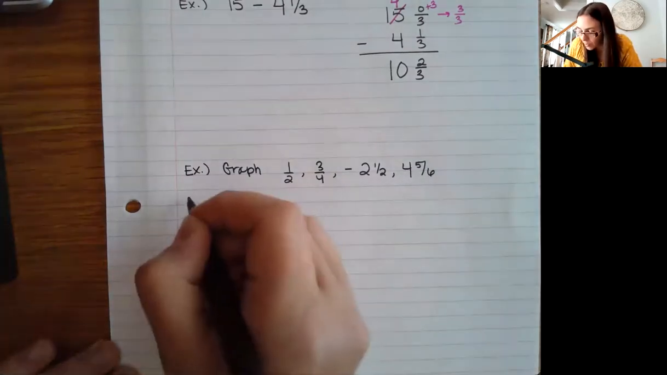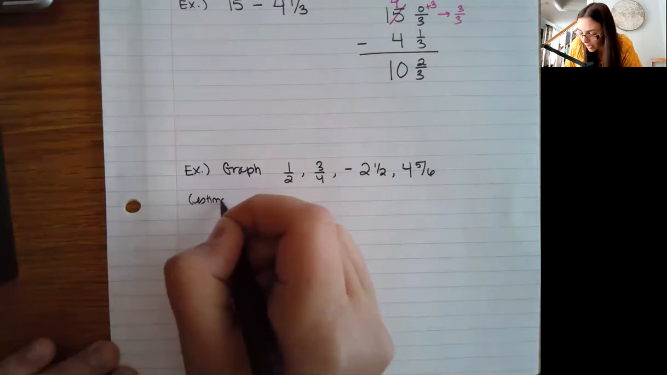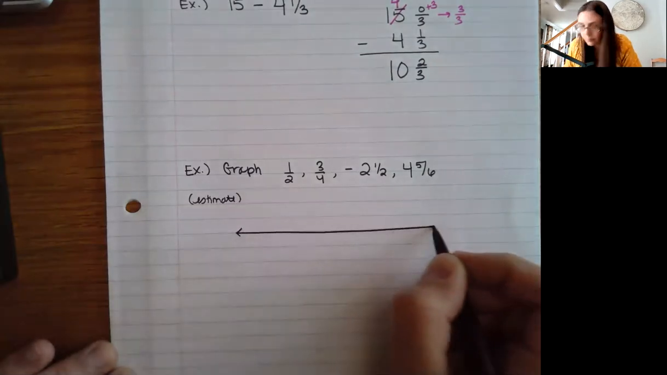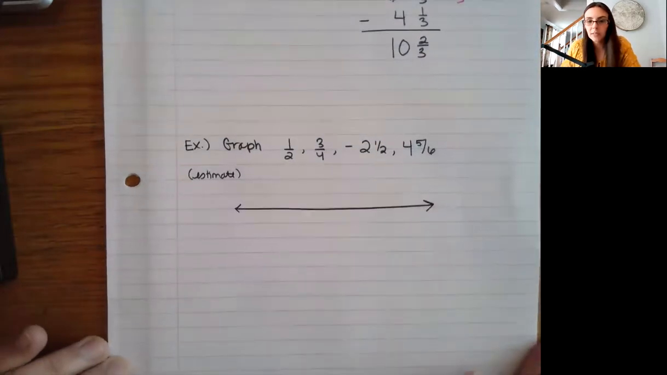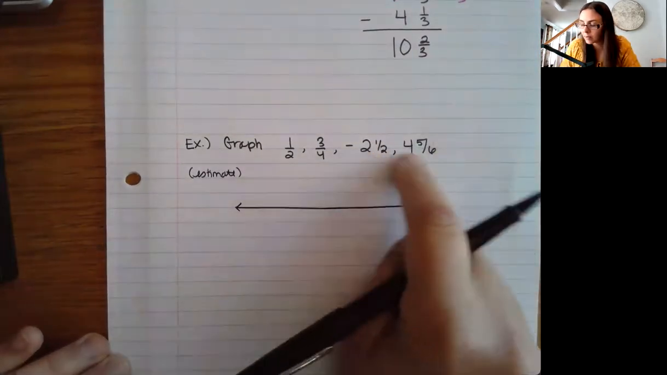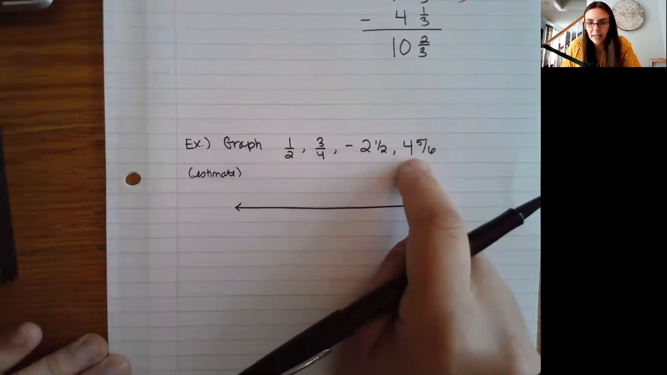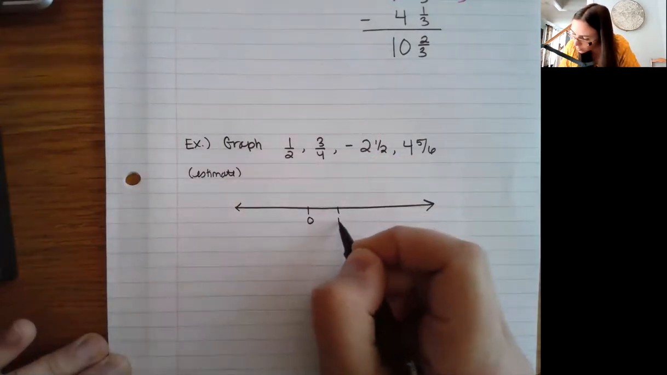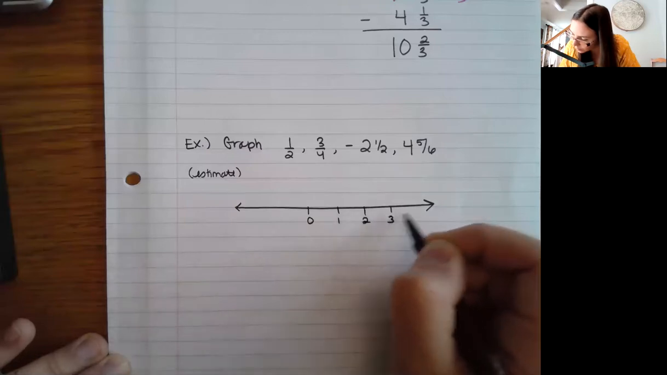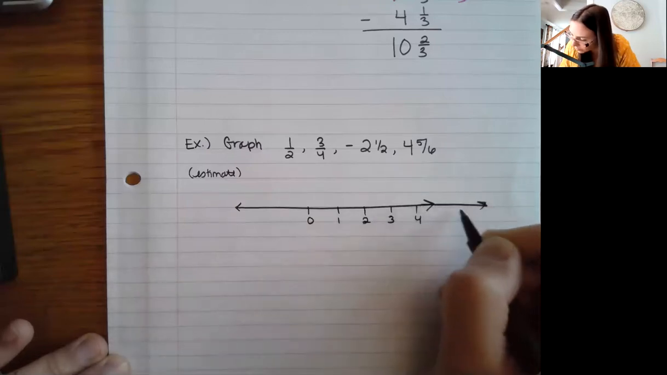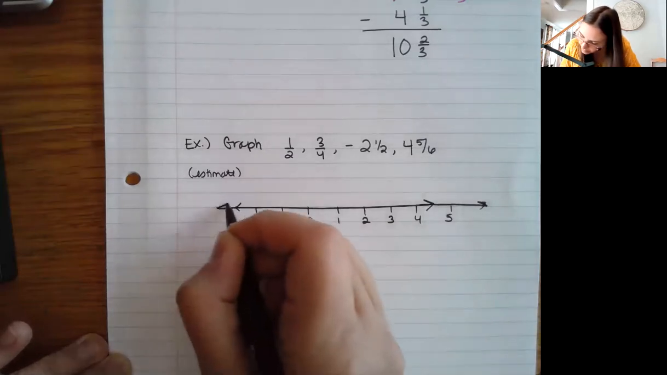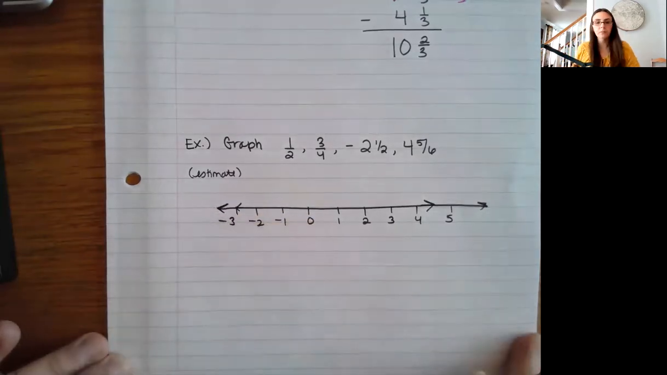And I'm going to do this one a little bit different than I've done before in the past. And I want to do it by estimating here. So notice that I have some positive, some negative. So I go up to 4 and 5/6 and down to negative 2.5. So I'm going to go up to 1, 2, 3, 4. Let's make this a little bit longer. 5. I'm going to go down to negative 1, negative 2, and negative 3 here.